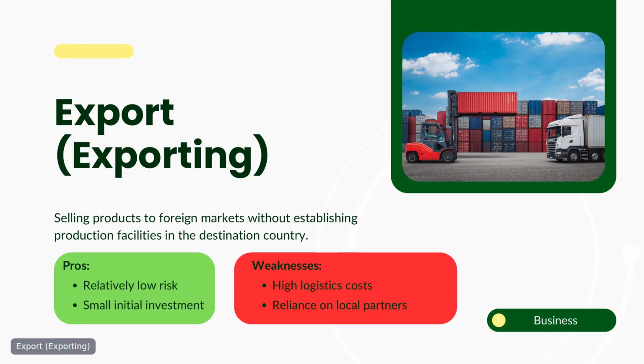Let's start with the simplest strategy: exporting. Exporting means selling products to foreign markets without establishing production facilities in that country. For example, an Indonesian company exporting coffee to Europe. Now, let's look at the advantages. Relatively low risk, small initial investment. This makes exporting a good option for companies that are just starting international expansion.